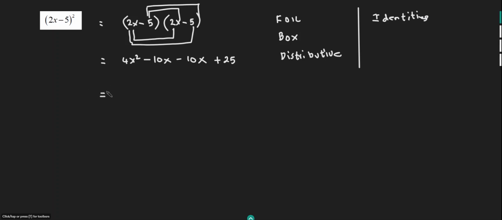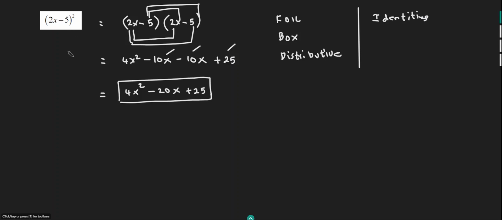We'll simplify this further. We have 4x squared, that's the only term. And then negative 10x, they are like terms, which is negative 20x. And finally, we have plus 25. And so, therefore, this is the result of expanding 2x minus 5 quantity squared, or the product of 2x minus 5 when multiplied with the same polynomial once again. Now let's see how to do this using the identities method.